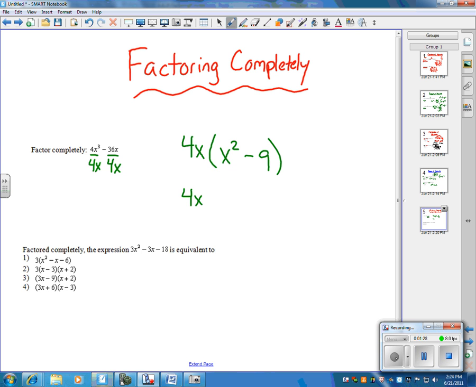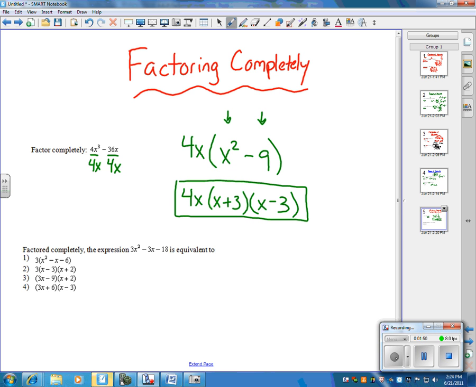Now there's no middle term, and x squared and 9 are both perfect squares. So I'm going to break this apart into x plus 3 and x minus 3, because 3 times negative 3 will give you negative 9, and x times x gives you x squared. Now it's a factoring question, so we can stop right here, because it's factored as completely as we can factor it.